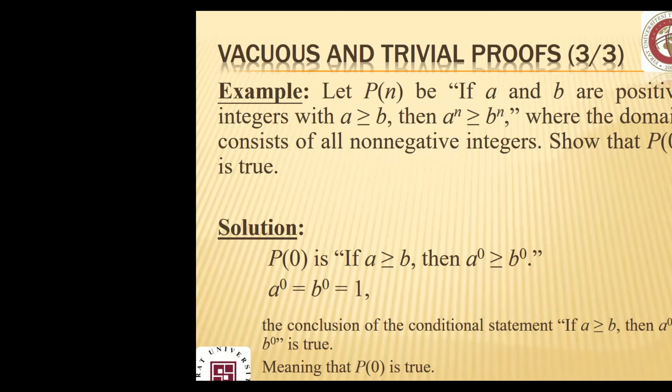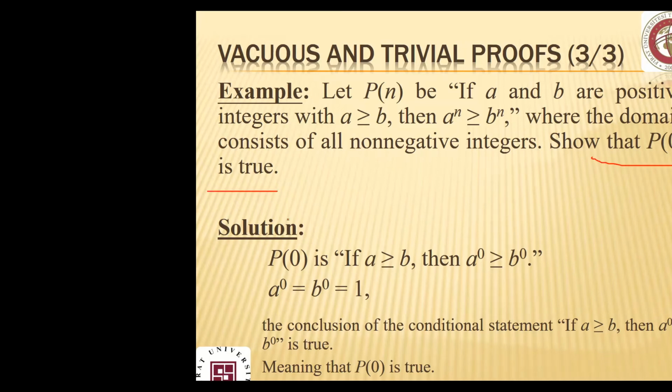Now let P(n) be: if A and B are positive integers, so A and B are assumed to be positive integers, with A greater than or equal to B, then A to the power N is greater than or equal to B to the power N, where the domain consists of all non-negative integers. All non-negative integers means 0 plus the rest of the positive integers 1, 2, 3. Show that P(0) is true. So we care about P(0).